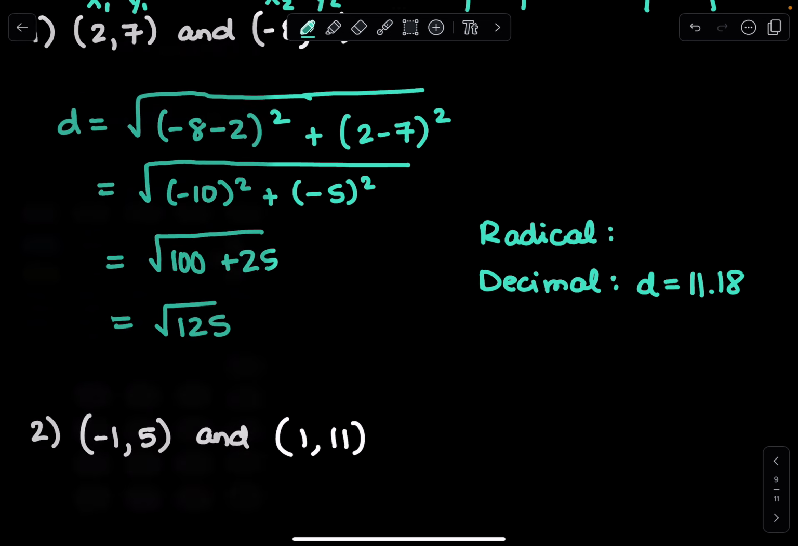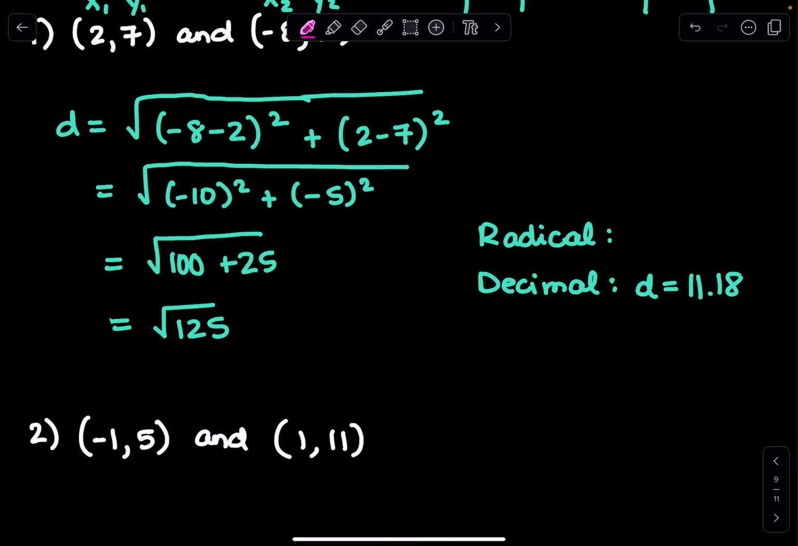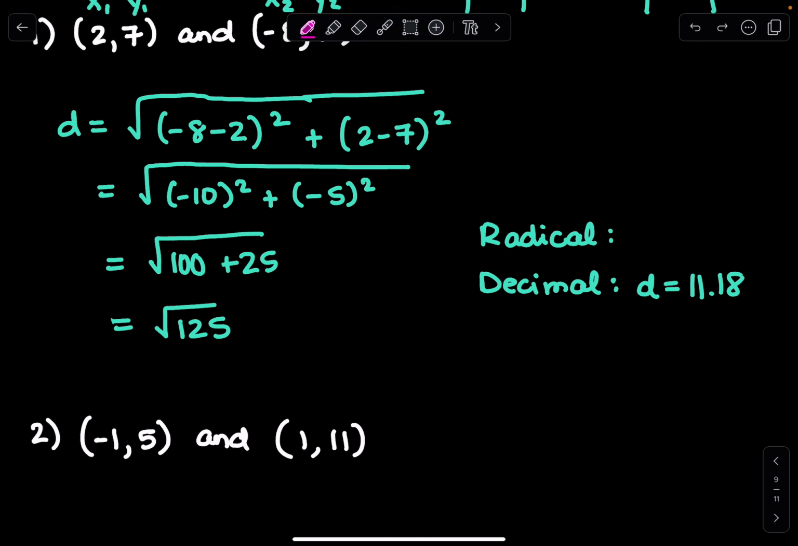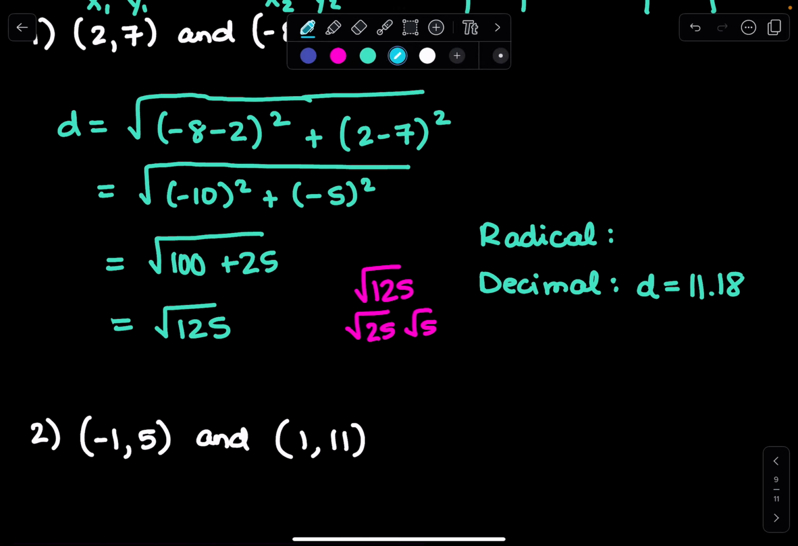In radical form, what we need to do is take 125 and simplify it. So 125 has a perfect square that goes in. I believe it's 25 times 5. So the radical version of my answer, d for distance, is 5 square root of 5.